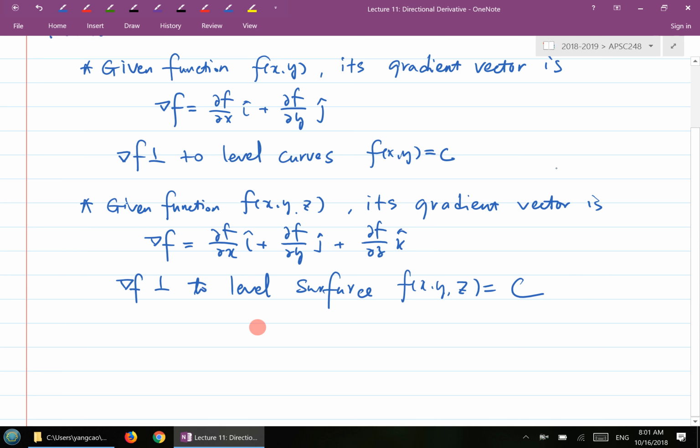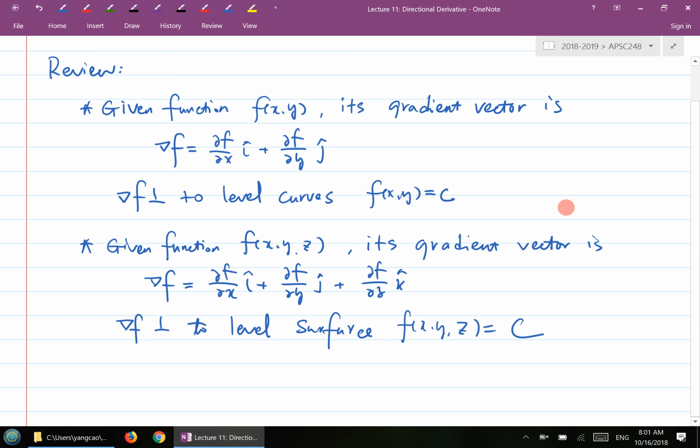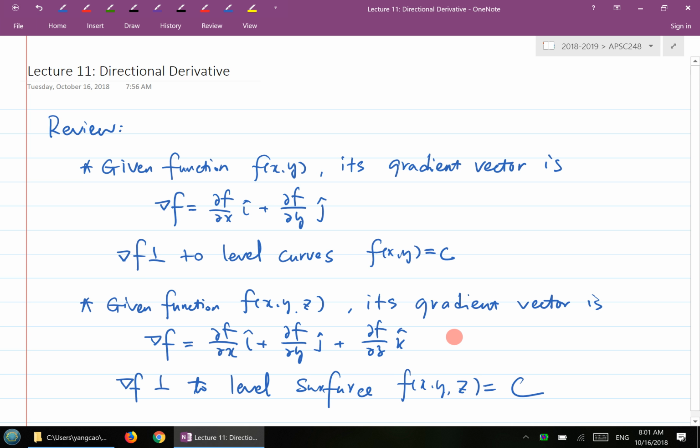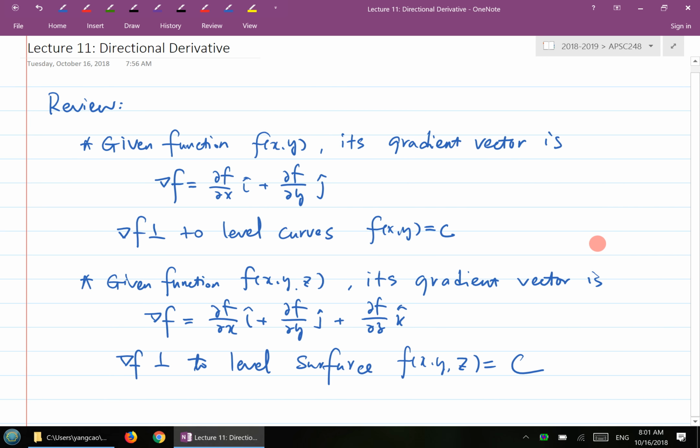Okay, let's finish the gradient vector first, and then we'll get on to a new topic called directional derivative. So just a quick review on the gradient vector.